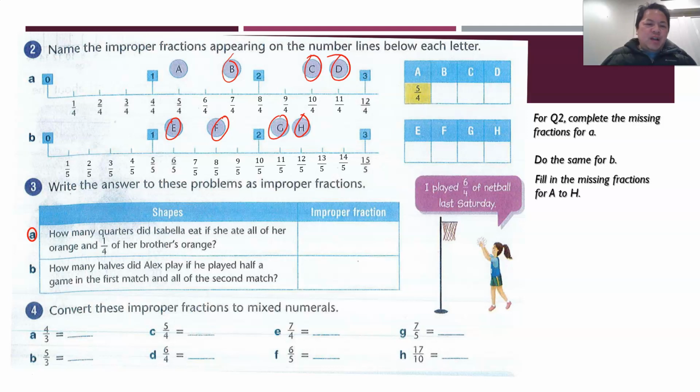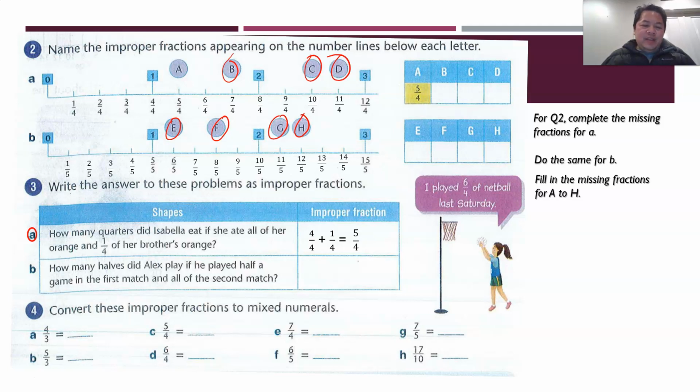Okay, next part, let's try 3A. They say, how many quarters did Isabella eat if she ate all of her orange and 1/4 of her brother's orange? So we know that she ate all of hers, which is 4/4, and 1/4 of her brother's. So she actually ate 5/4 of the oranges. Okay, 5/4. And then moving on to B, using the same technique.